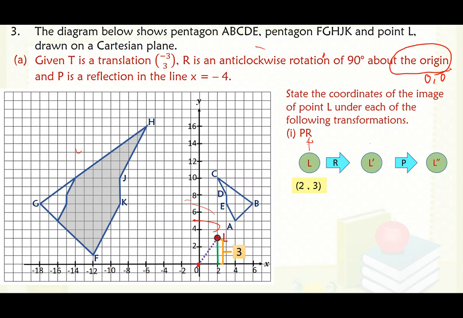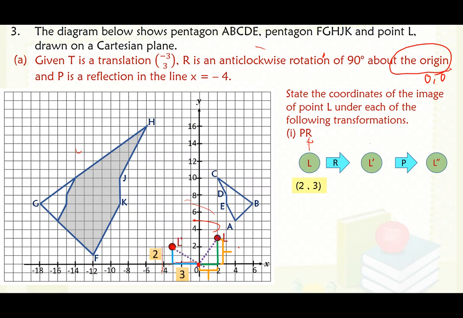So the vertical is 3, horizontal is 2. When I draw horizontal, the vertical will become horizontal. 所以打直的会变成打横. So this is go 3. 打横的会变成打直. So the horizontal will become the vertical. So 2, your horizontal become 2 vertical. So this is your L prime.